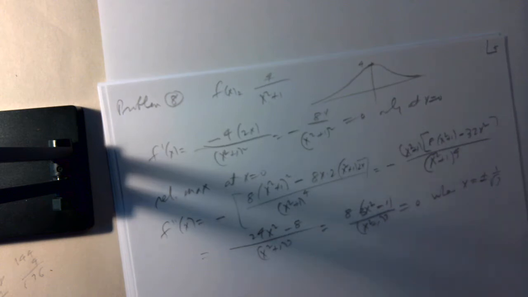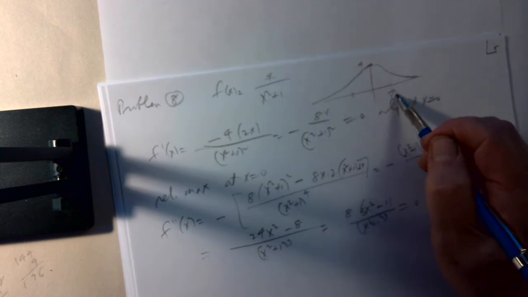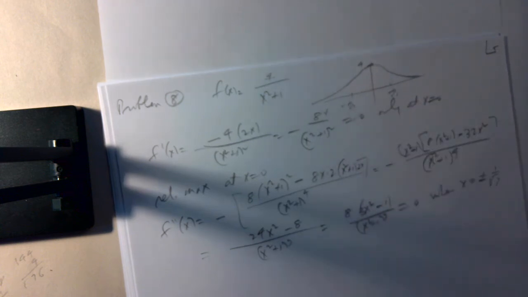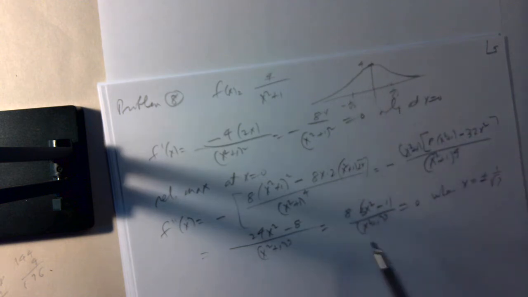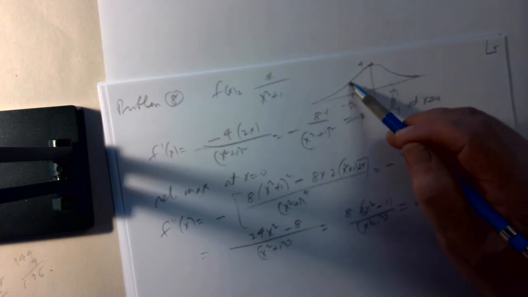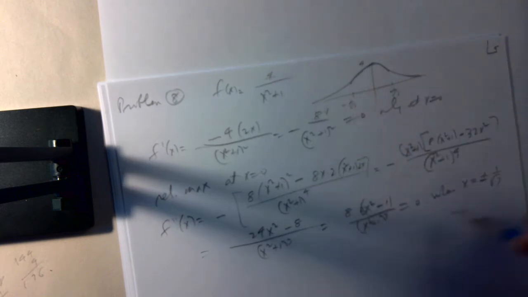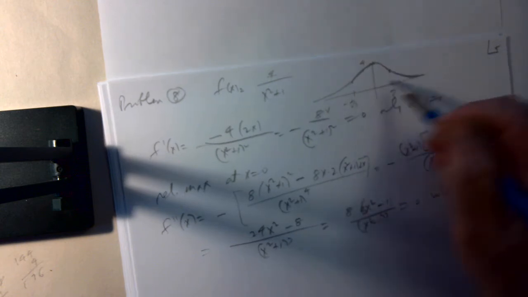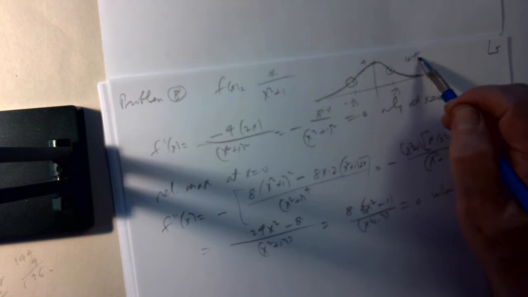So we have inflection points. So when x is in between 1 over root 3 and minus 1 over root 3, this is negative. So this curve is convex down. And when x is bigger than this or less than minus that, the curve is convex up. So those are the inflection points.